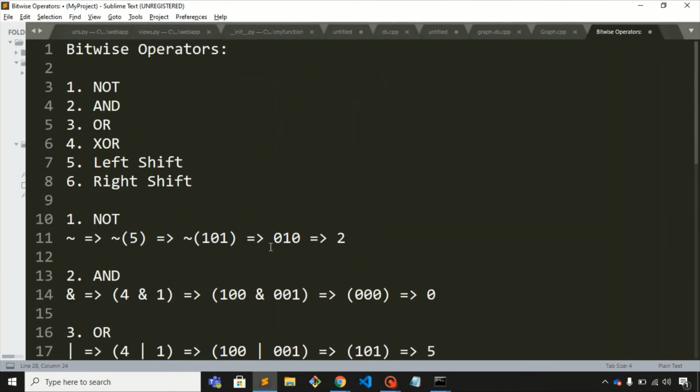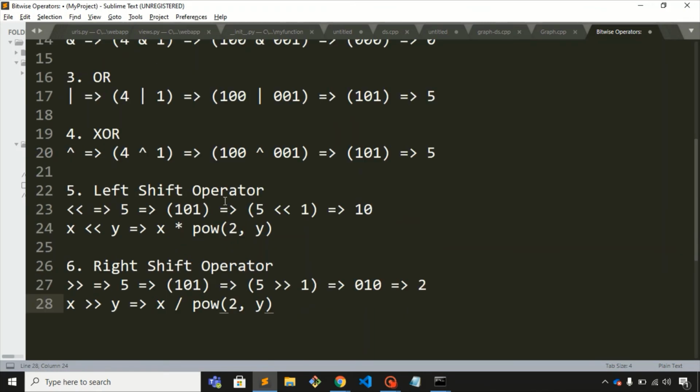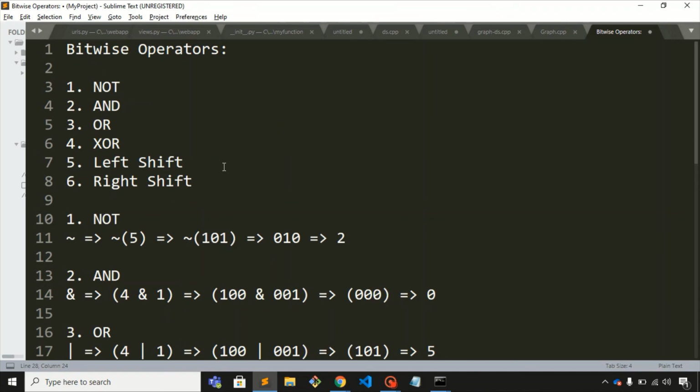So this is about bitwise operators. From the next video we'll discuss questions on bit manipulation. So that's it for this video.